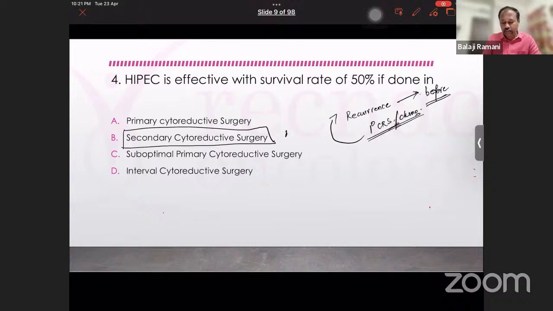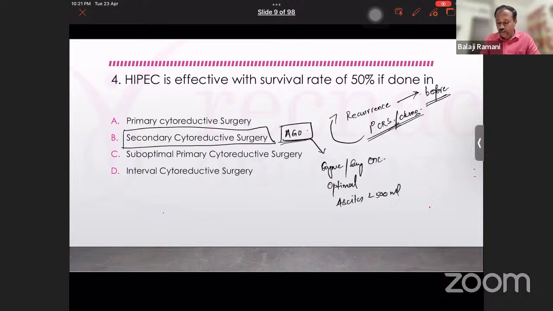There is an AGO criteria for doing that, the Association of Gynecology criteria. Basically, what they say is that the initial effort should have been done by a gynecologist or a surgical oncologist. It should have been an optimal cytoreduction initially, and ascites should be less than 500 ml. These are the criteria known as the AGO criteria. When you have this AGO criteria, you have the ability to achieve secondary cytoreduction.